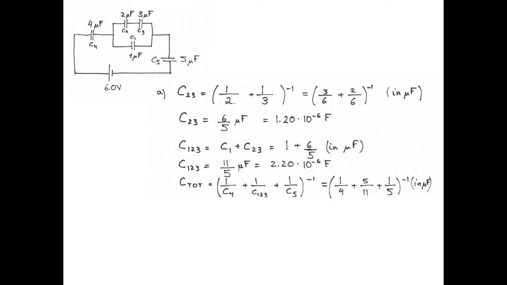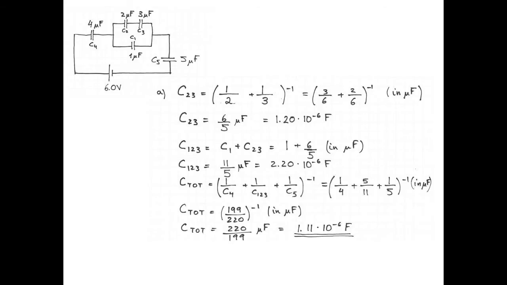Then the equivalent of the first three capacitors and capacitor 4 and capacitor 5 are in series. So 1 over 4 microfarad plus 5/11 microfarad plus 1 over 5 microfarad, and taking the inverse of that gives 220 over 199 microfarad or 1.11 microfarad. That was part A. Now let's figure out how much charge there is on each of these capacitors and what's the potential difference across all of these capacitors.